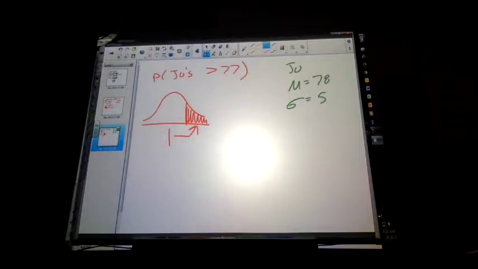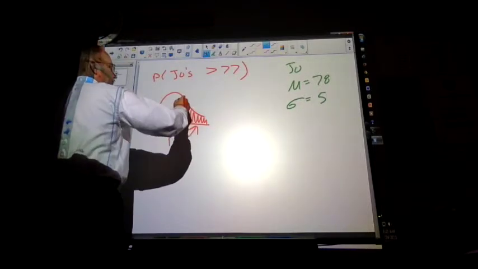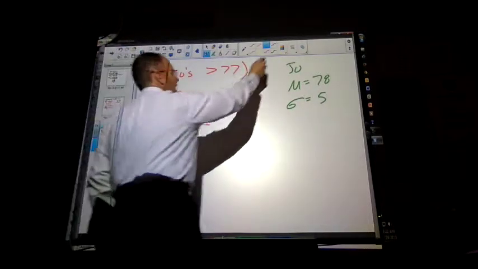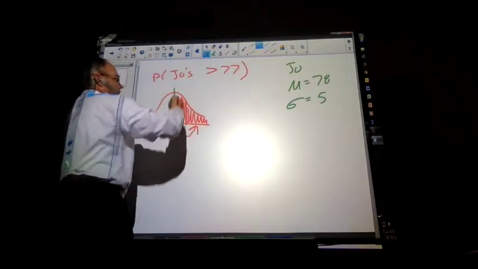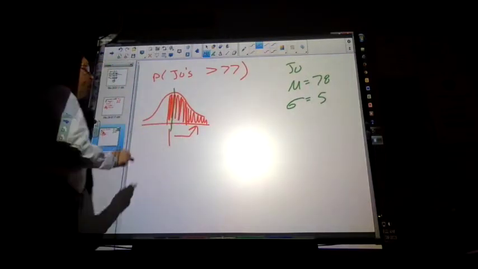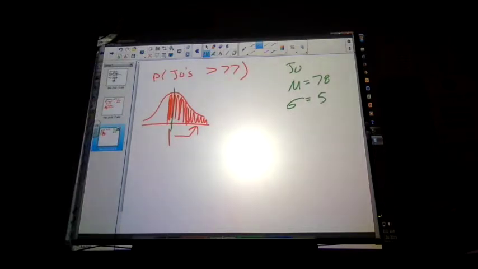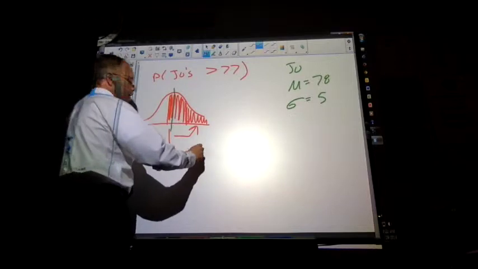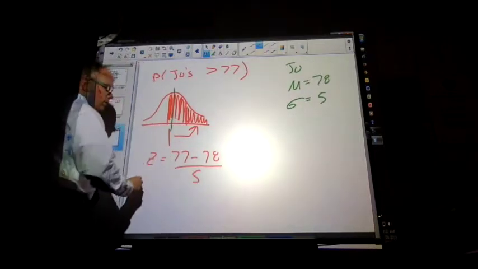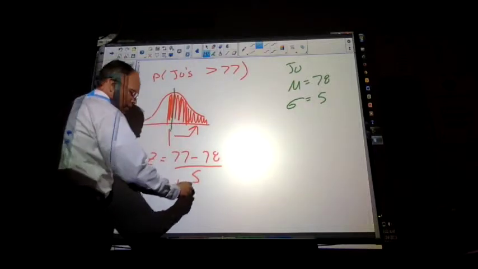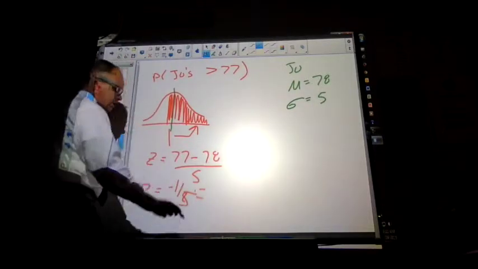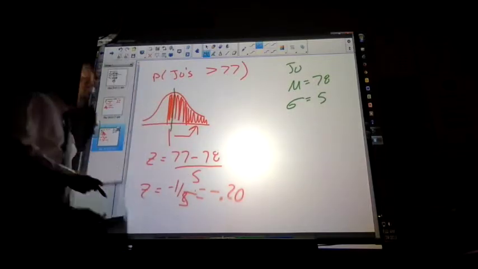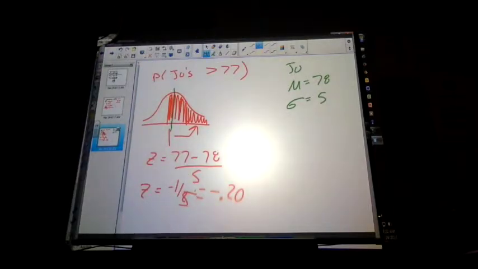Okay, so his average is 78. So theoretically, I need to draw this a little better. So there's his average. So we're actually looking for that kind of area. Okay, and if you don't see the difference between red and green, then go with it. So let's find his z-score first. So 77 minus 78 over 5. So that's going to give me negative 1/5, which is negative 0.20. So what does the negative indicate in this problem?